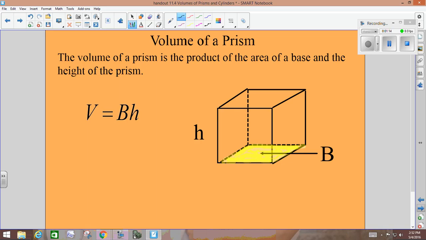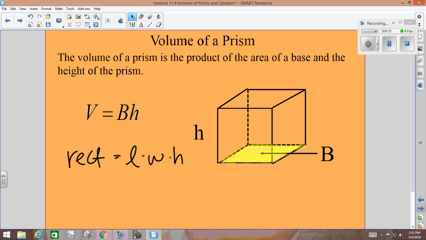If it's a rectangular prism, you learned way back in 5th grade that you could do length times width times height. So for any rectangular prism, you can just multiply the 3 values. But if it's triangular or hexagonal or something, then you got to use big B times H, the area of the base times the height. So that first one there, that really shaded in rectangular prism.